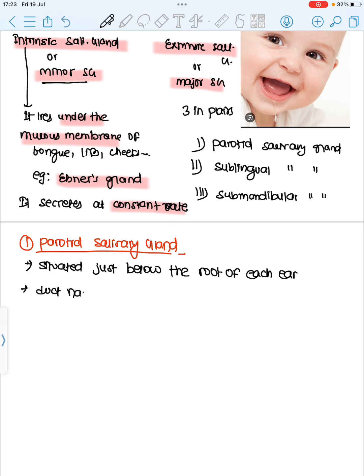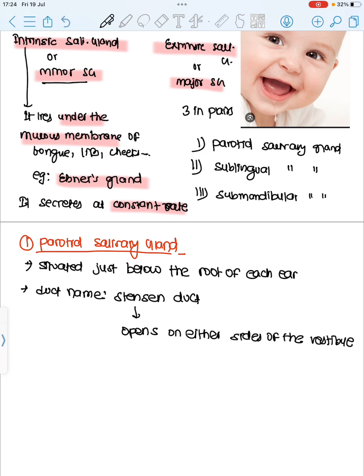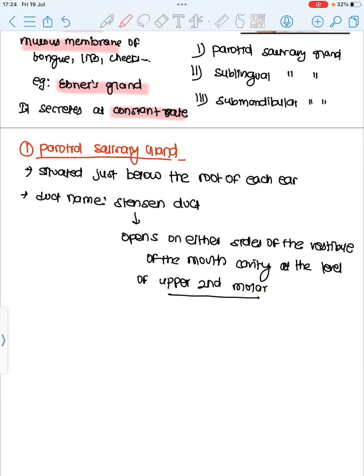Duct name is Stenson duct, which opens on either side of the vestibule of the mouth cavity at the level of the upper second molar teeth. Below the root of each ear, Stenson duct, and upper second molar teeth.